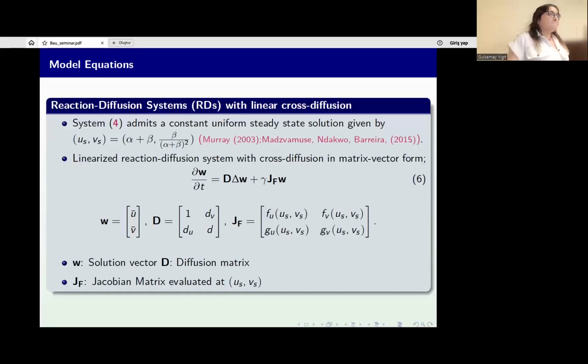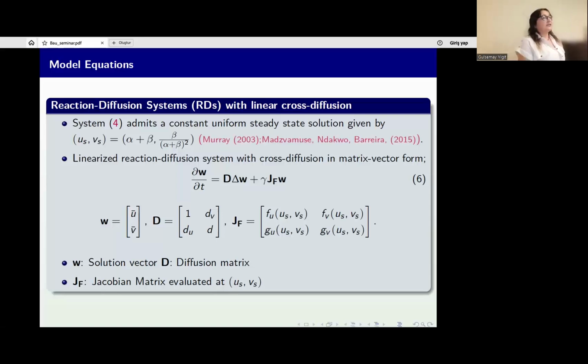So our Schnakenberg model has a unique steady state, and how do we do the analysis? The analysis is linear stability analysis. It is done around the uniform steady state, and we start the procedure by linearizing the nonlinear reaction terms using the Taylor expansion around the uniform steady state.